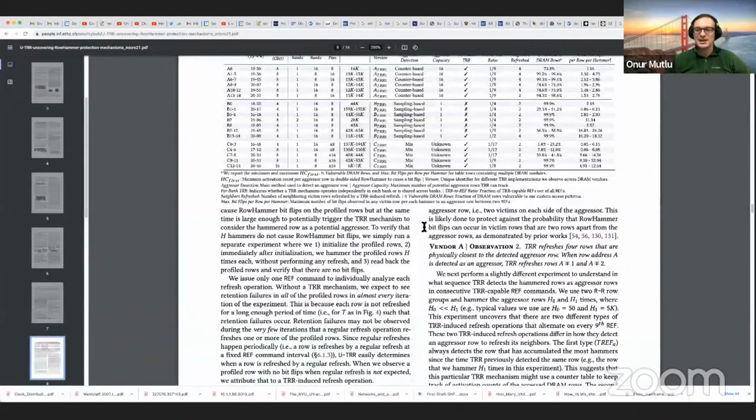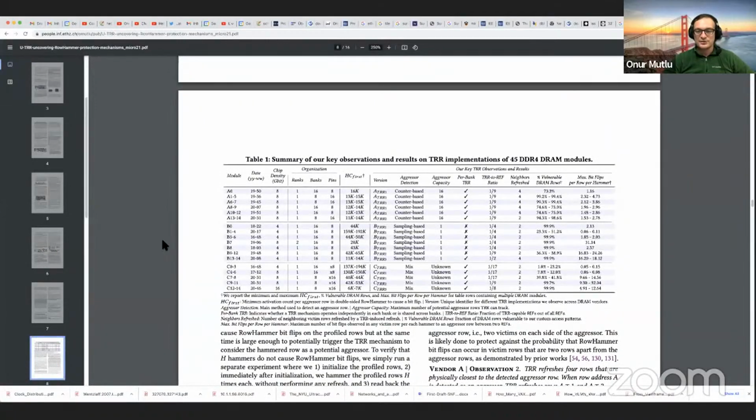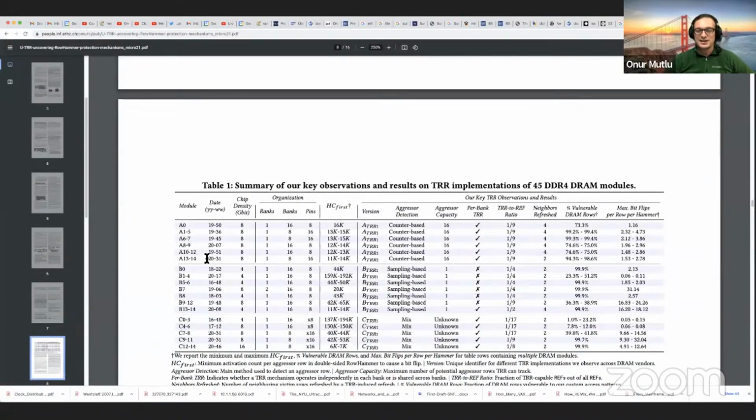And then can you actually figure out what's going on inside the chip, reverse engineer almost completely, maybe not perfectly, but almost completely. And this paper actually shows, for example, if you look at this table, these are three major manufacturers again, you can see that there are different kinds of TRR versions. Some of them are counter based, some of them are sampling based, some of them are mixed, and the capacities are different. Some of them are per bank, some of them are not per bank, but per chip. And there's a ratio of when you initiate these victim row refreshes. You can see it differs. And how many neighbors each TRR refresh actually refreshes also differs.